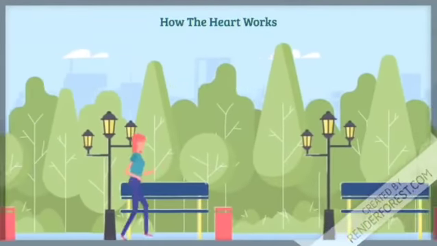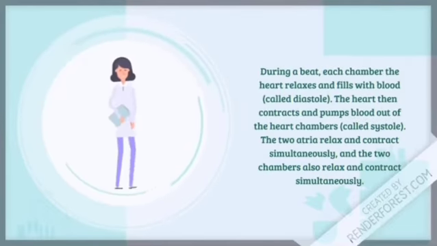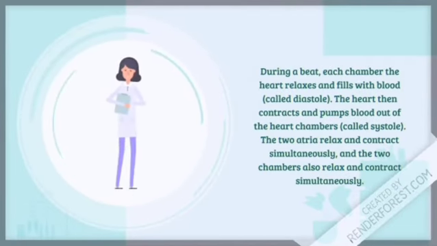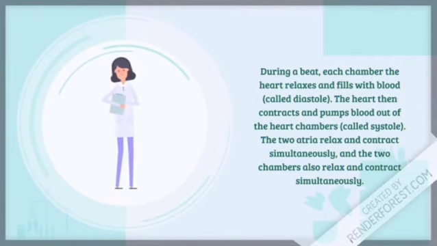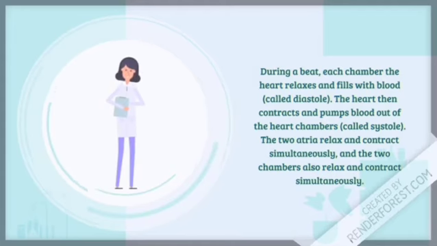How the heart works. During a beat, each chamber of the heart relaxes and fills with blood, called diastole. The heart then contracts and pumps blood out of the heart chambers, called systole. The two atria relax and contract simultaneously, and the two ventricles also relax and contract simultaneously.